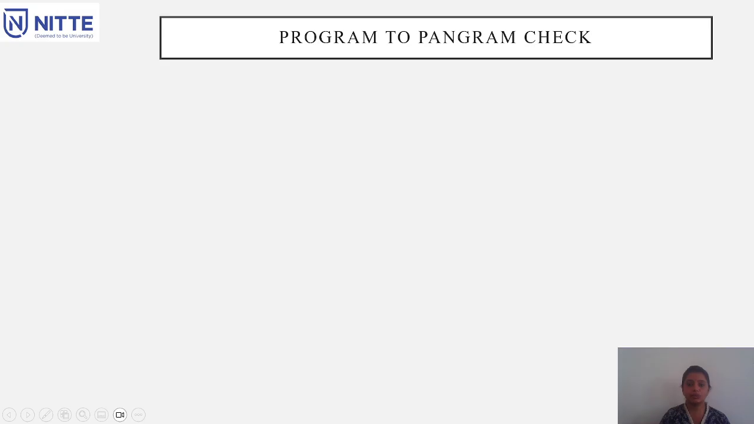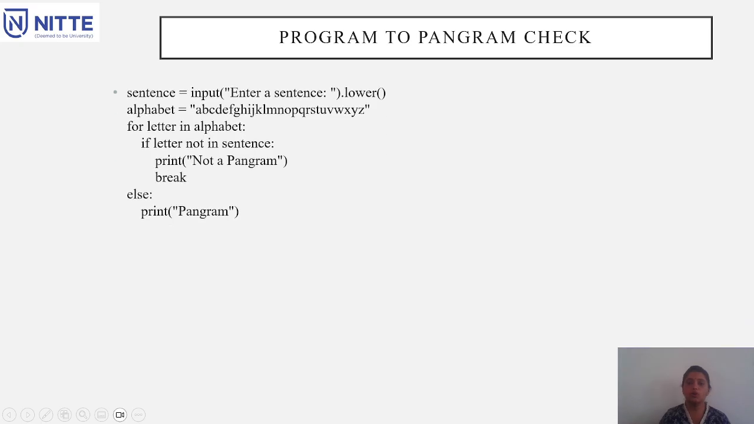Let's go to the next program, which is a Pangram program. So, what is a Pangram? Any statement you give, any sentence or any paragraph, if all the letters from A to Z are present in that particular sentence, then it is called a Pangram sentence.